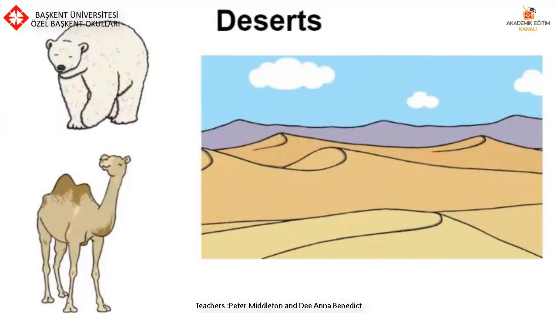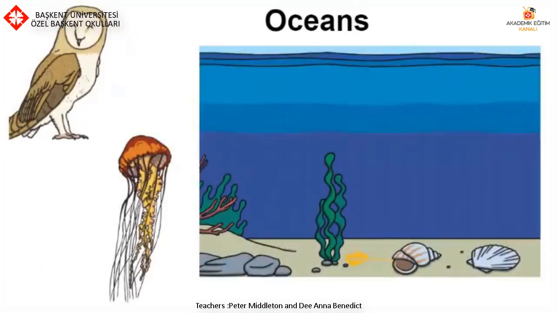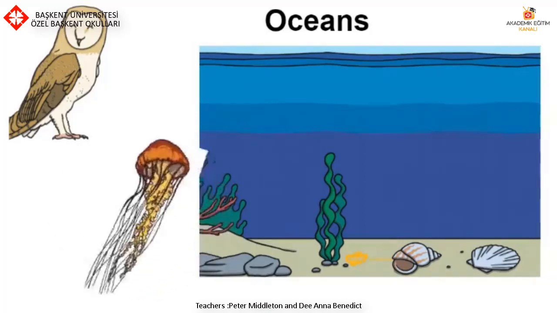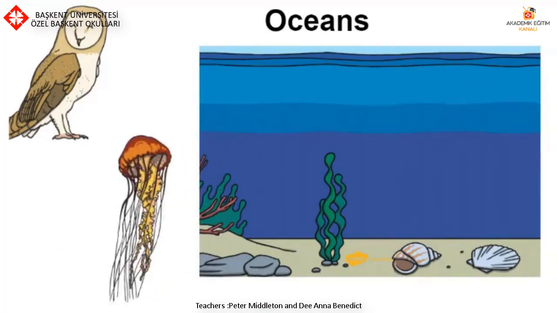Here is the desert, and the animals are a polar bear and a camel. Which animal lives in the desert? That's right, it's a camel. Why does the camel live in the desert? Where does the polar bear live? Here is an ocean, and there's an owl and a jellyfish. Which animal lives in the ocean? That's right, it's a jellyfish. What does it eat? And where does the owl live?